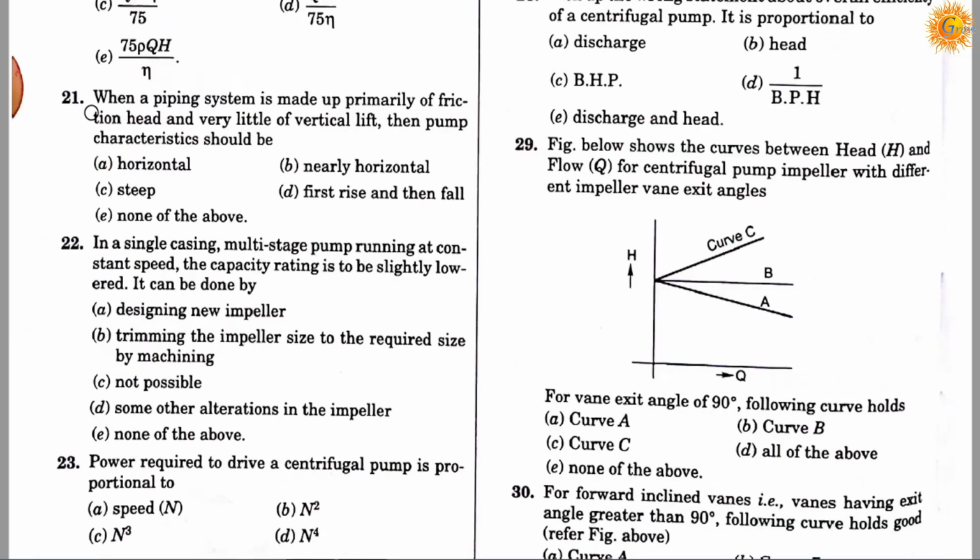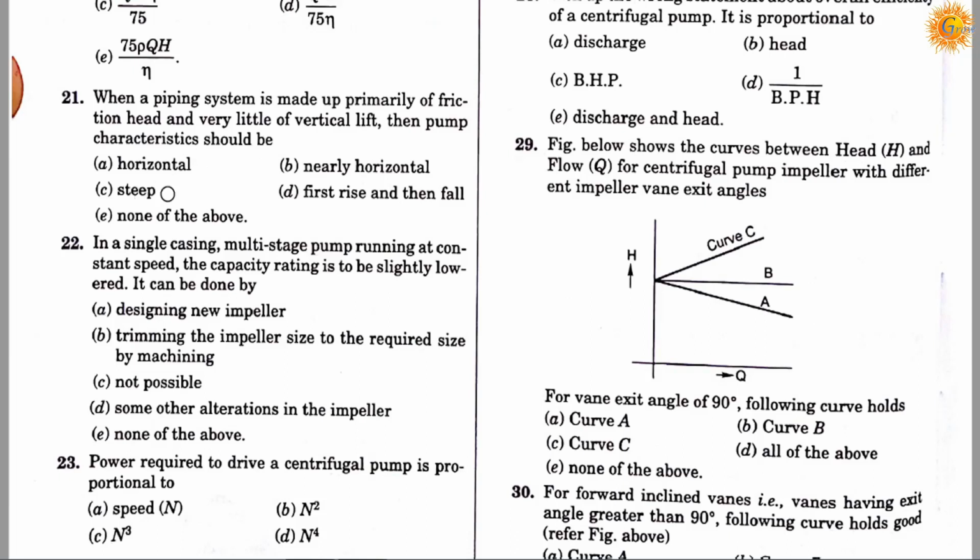Question number 21. When a piping system is made up primarily of friction head and very little of vertical lift, then the pump characteristic should be option A.